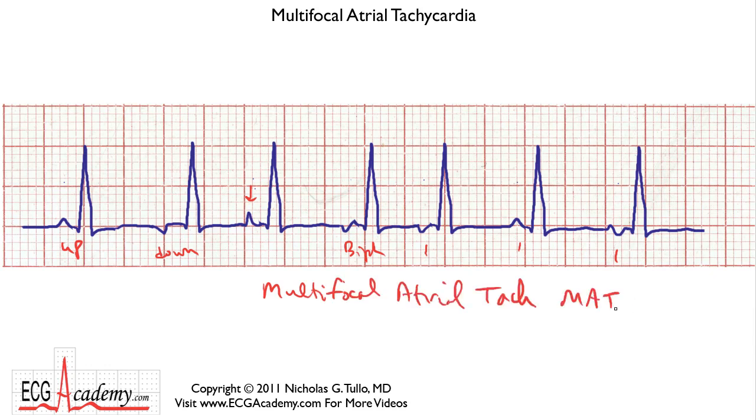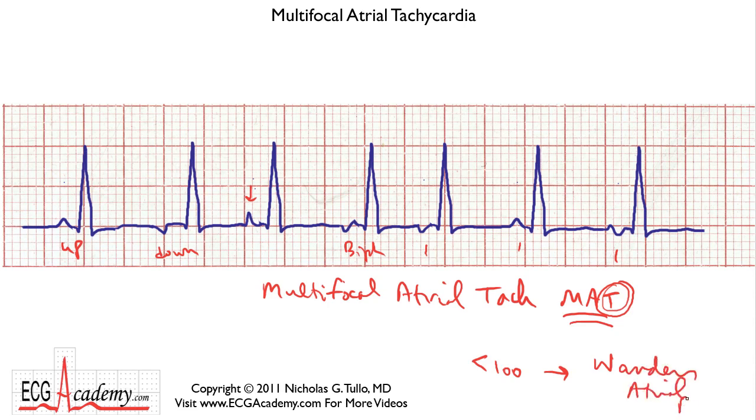This is commonly seen in people with lung disease, like bad COPD. They'll often come with arrhythmias like MAT. Well, here I've drawn it with a rate of somewhere around 120 on average. But imagine seeing the same kind of arrhythmia with a rate less than 100, then you wouldn't call it multifocal atrial tachycardia, because tachycardia means greater than 100, you would call it wandering atrial pacemaker.